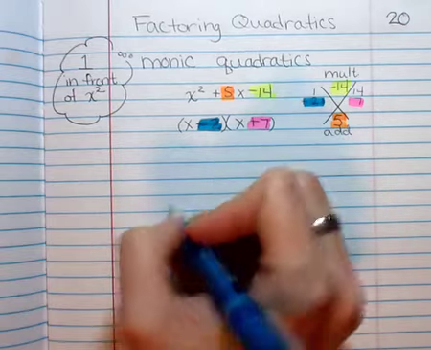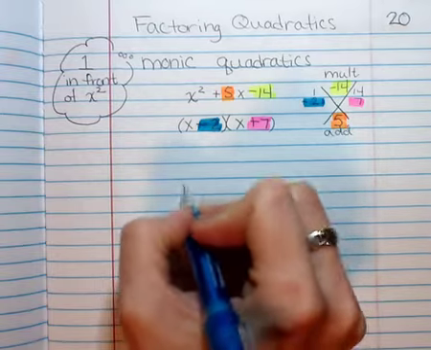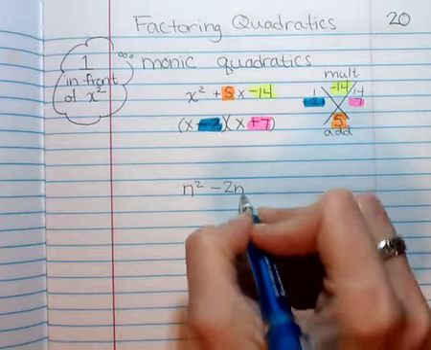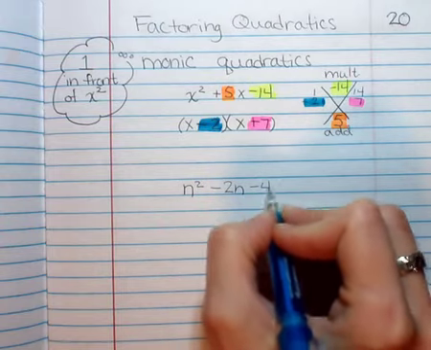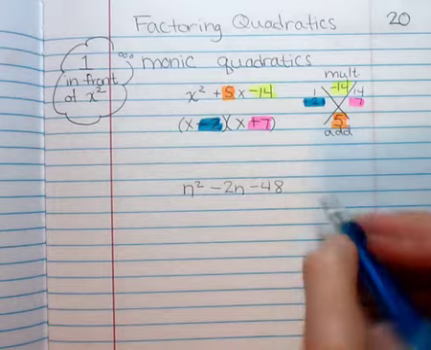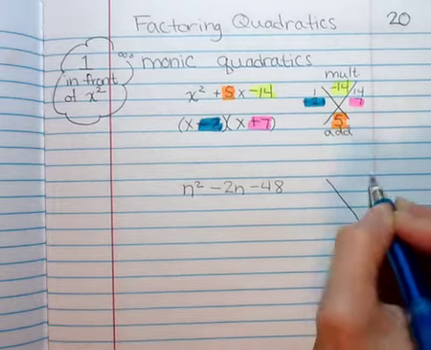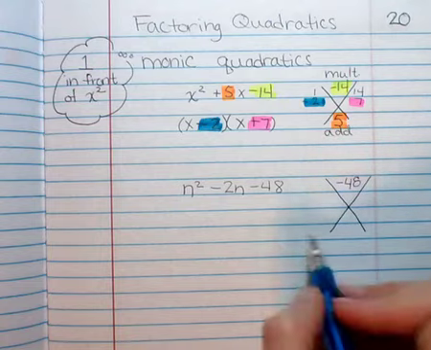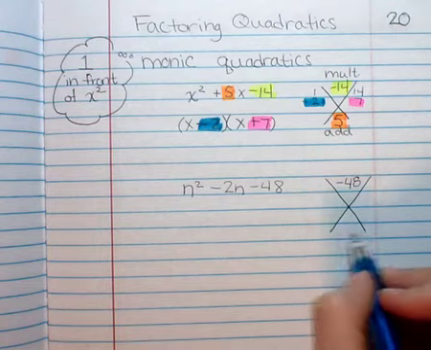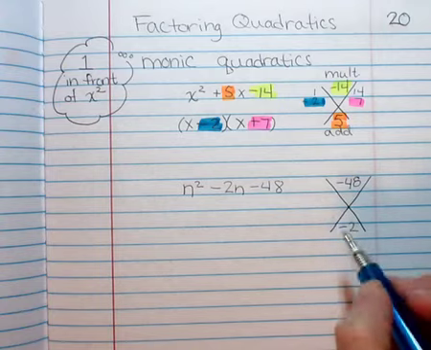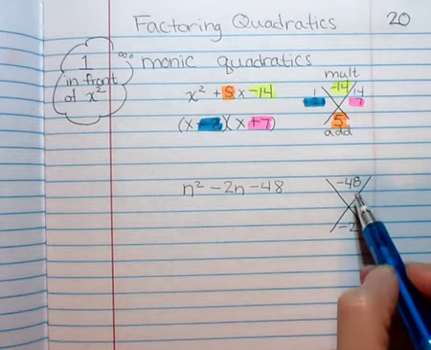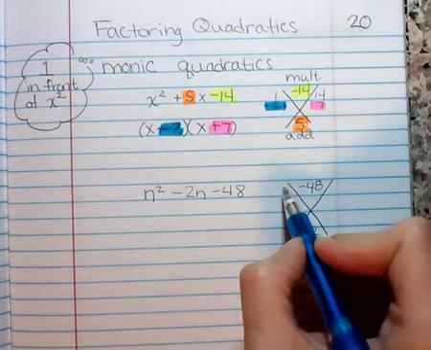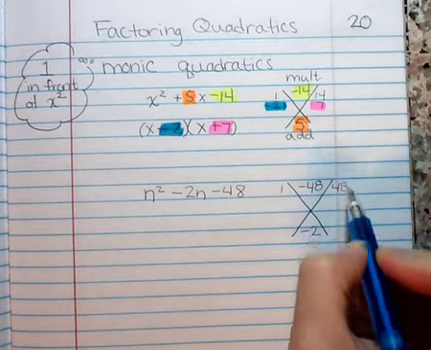So another example could be n squared minus 2n minus 48. Okay. So let's go ahead and set up our factor puzzle to help us. We want two numbers that multiply to negative 48 and add to give us this negative 2. So sometimes right away you don't see the factors, and so you have to find a way to organize your factors. So 1 and 48 we're going to start with.